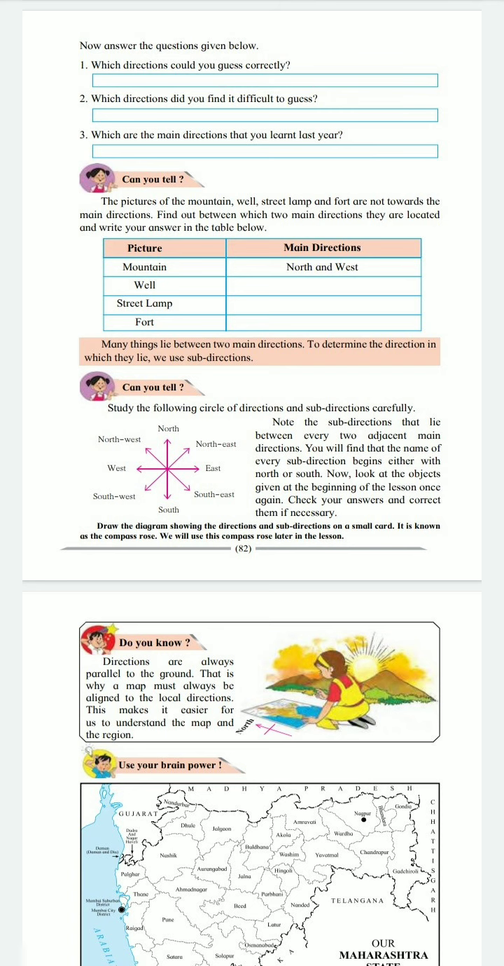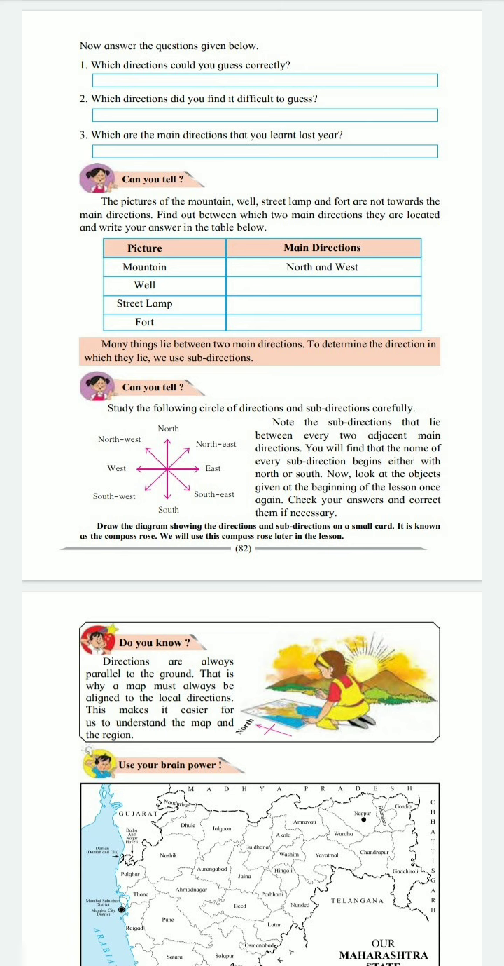Can you tell? The pictures of the mountain, well, street lamp and fort are not towards the main directions. Find out between which two main directions they are located and write your answer in the table given below. Picture, main directions. Mountain, north and west. Well, street lamp, fort.